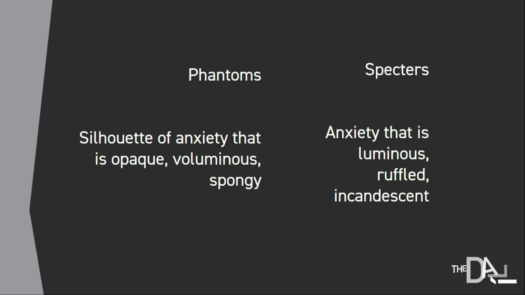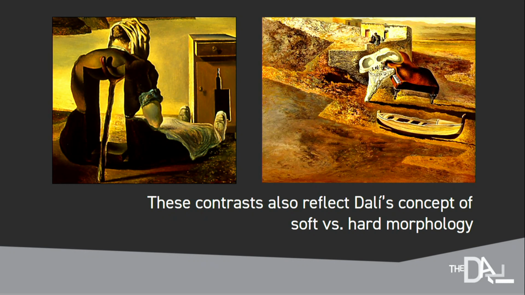And then finally, I think this is the last one, a phantom is a silhouette of anxiety that is opaque, voluminous, and spongy, whereas a specter is anxiety that's luminous, ruffled, and incandescent. And I just didn't want to cheat you of this fine language that Dalí shares in his article. I think that's really essential to getting into Dalí's mind about what he's thinking here, because he does have two very different ideas about what these are, and what he's partially arguing for is that the time of phantoms is about to end, and it seems that spectral ghosts are going to replace them. And indeed, that's what happens in his paintings.